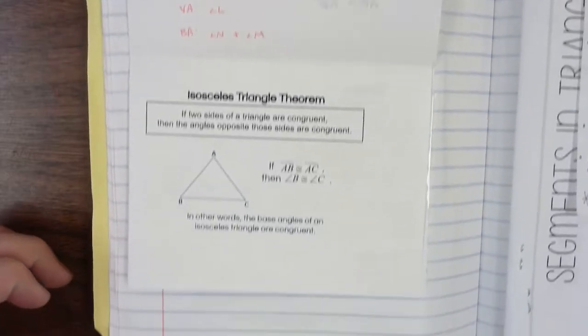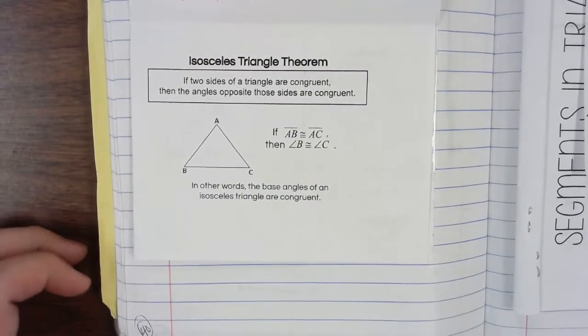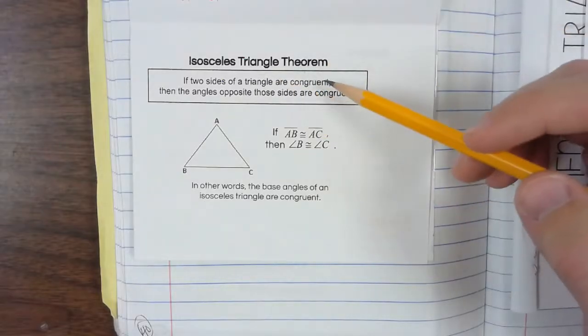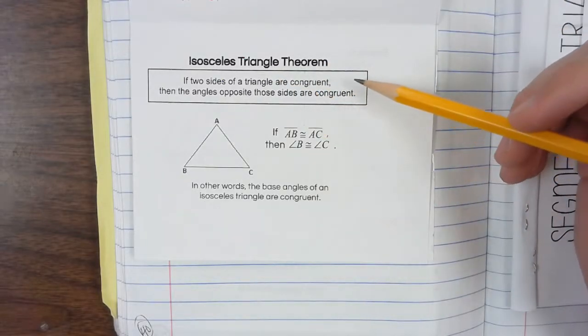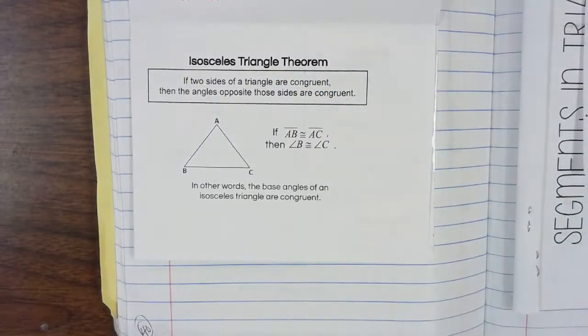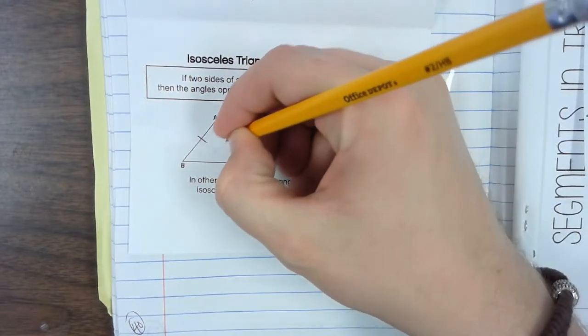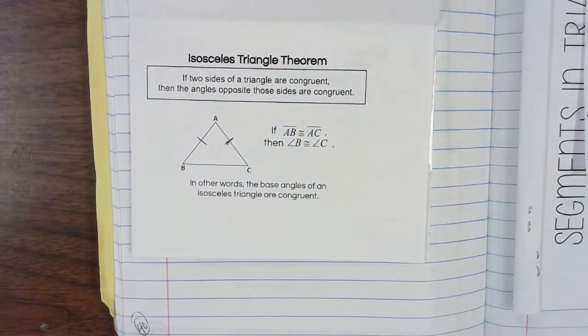Now let's talk about a theorem that we talked about. The isosceles triangle theorem basically says if two sides of a triangle are congruent, then the angles opposite those sides are congruent. We already know that in an isosceles triangle we have two sides that are congruent. In this one we could say AB and AC. So we already know we have these two sides congruent. That makes it an isosceles triangle.